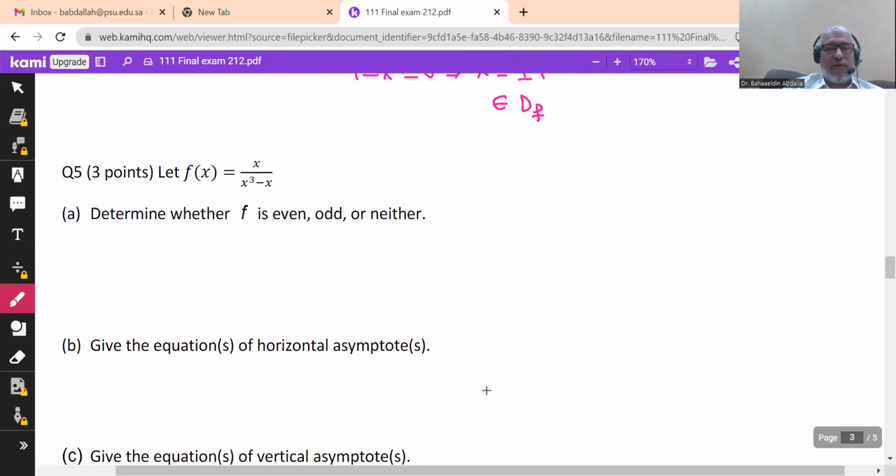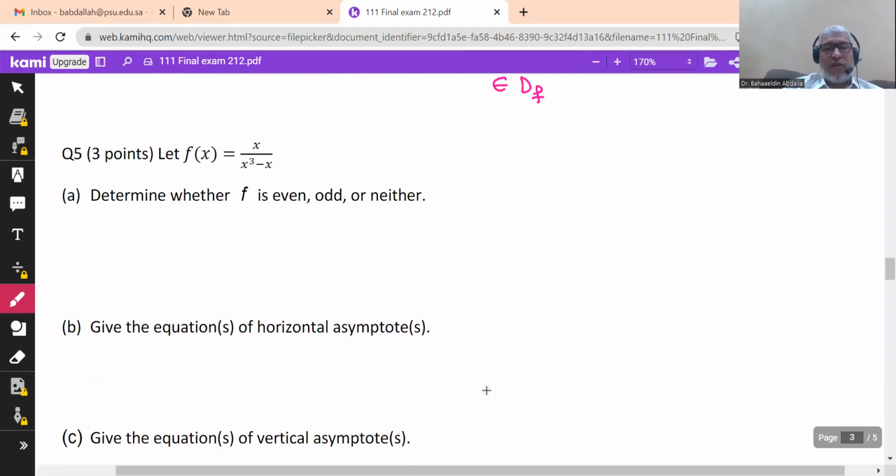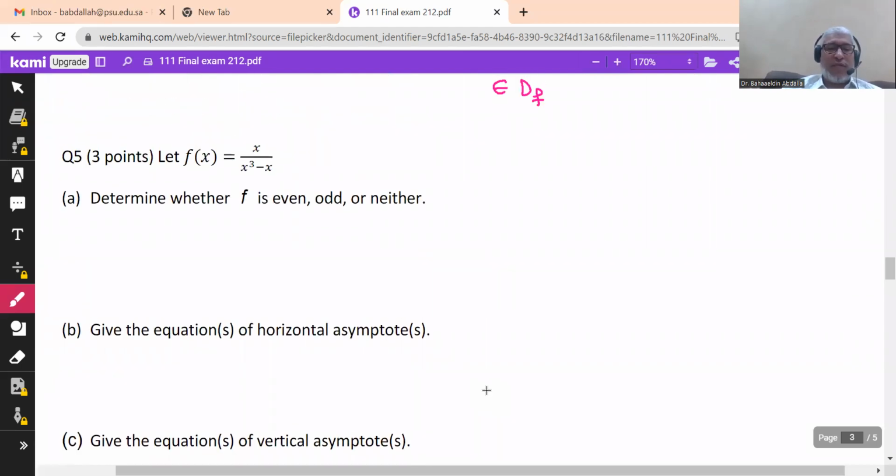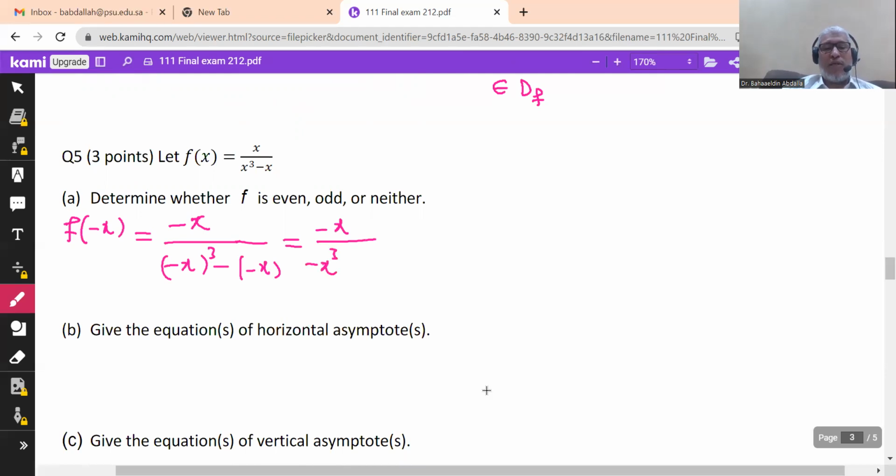Question 5. This is f of x function, x over x cubed minus x. Determine whether f is even or odd or neither. To determine that, we find f of negative x. We replace x by negative x. So I'll have negative x over negative x cubed minus times minus would be plus x.